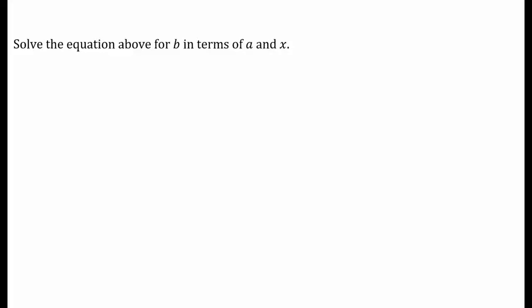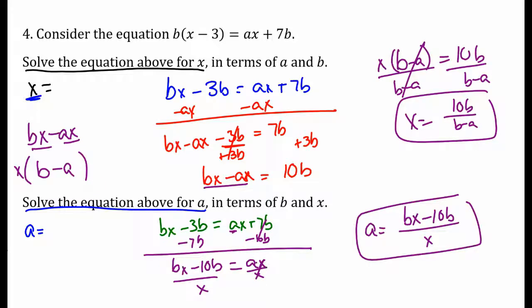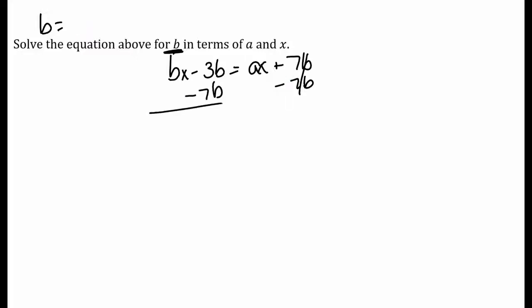And finally, solve for b in terms of a and x. Let me just copy it over one more time. I'm solving for b. So bx minus 3b equals ax plus 7b. So I'm solving for b. Solve the equation for b. So let me get my b's on one side. Let me subtract 7b again. I want to get my b's all on one side of the equation.